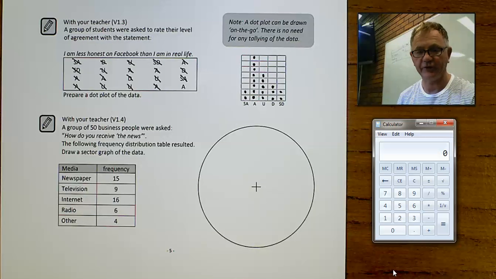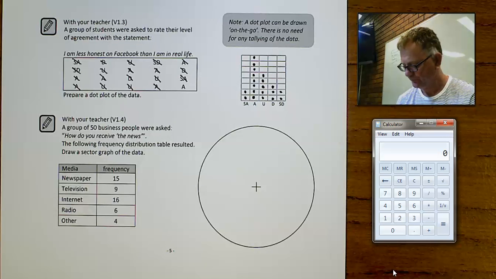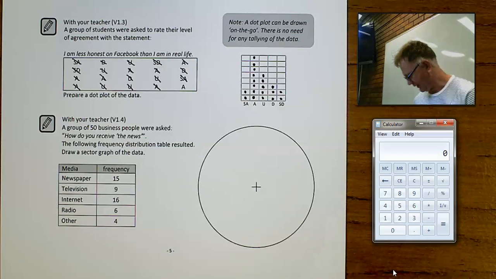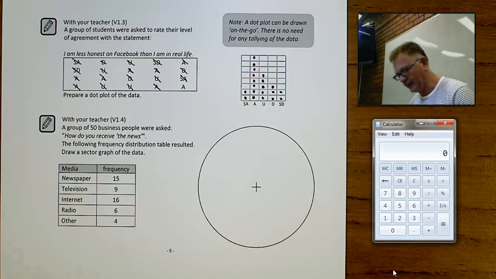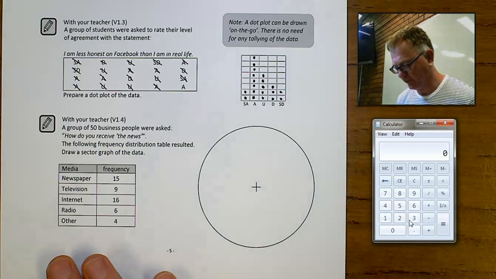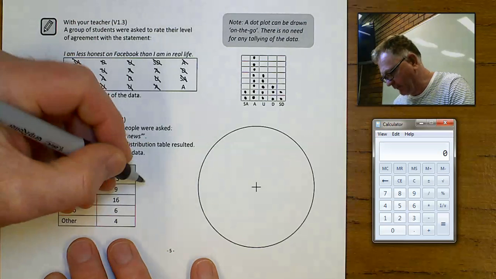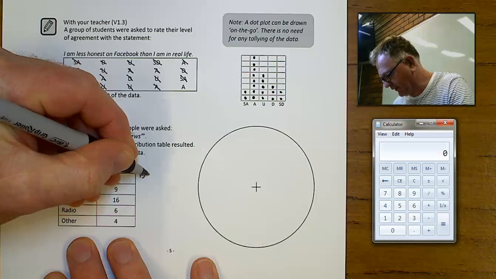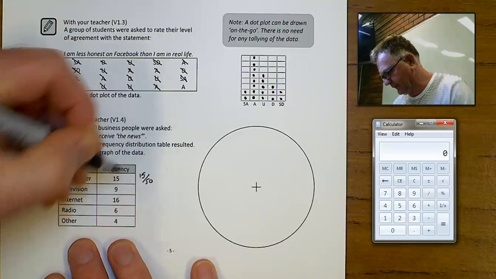We're going to draw a sector graph from a frequency table here. What we've got here is a group of 50 business people who are asked how they receive the news, and we've got some different alternatives. There were 15 people that got their news from the newspaper. I would start by writing that as a fraction. That's 15 out of the 50 people.